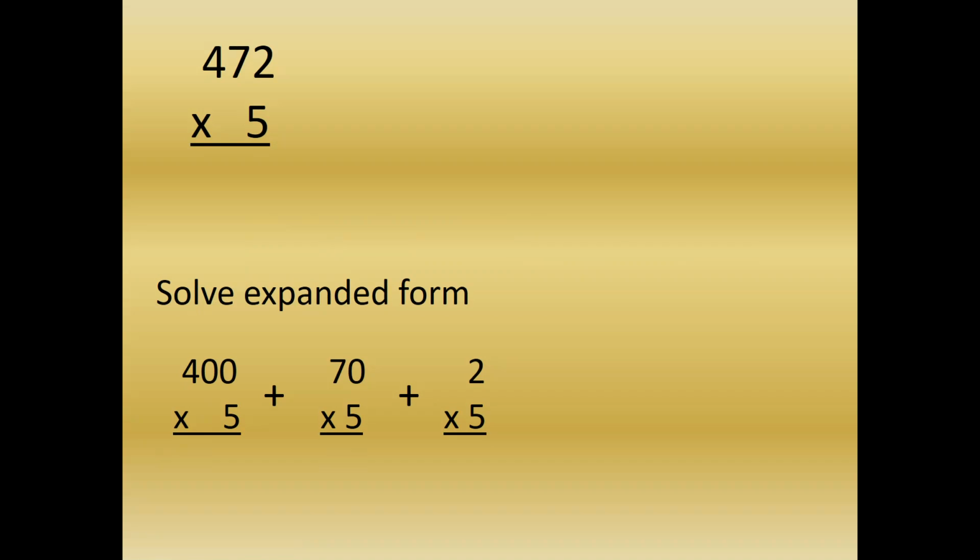So 4 times 5 is equal to 20. And we have to add 2 zeros onto the end of 20. So that means 2,000. So 400 times 5 is equal to 2,000.